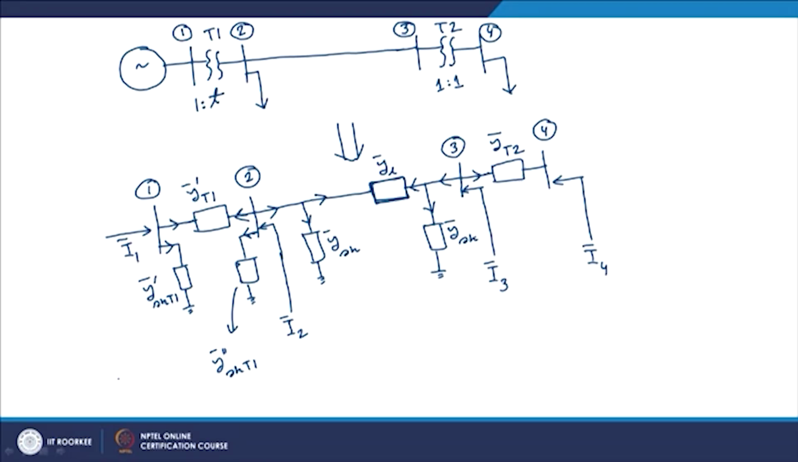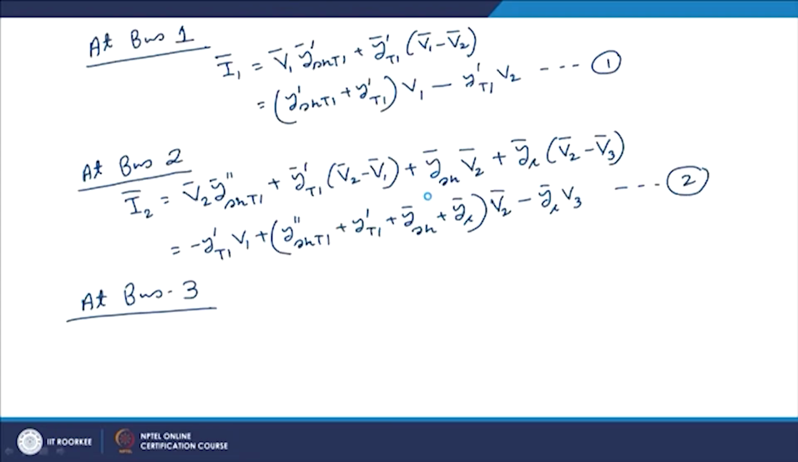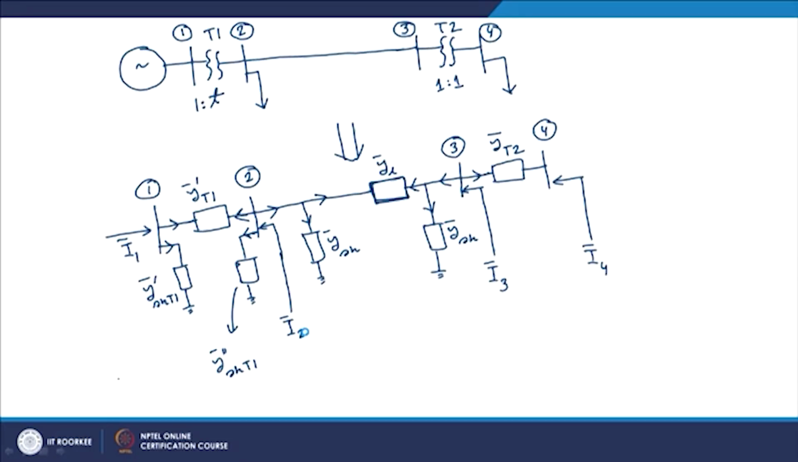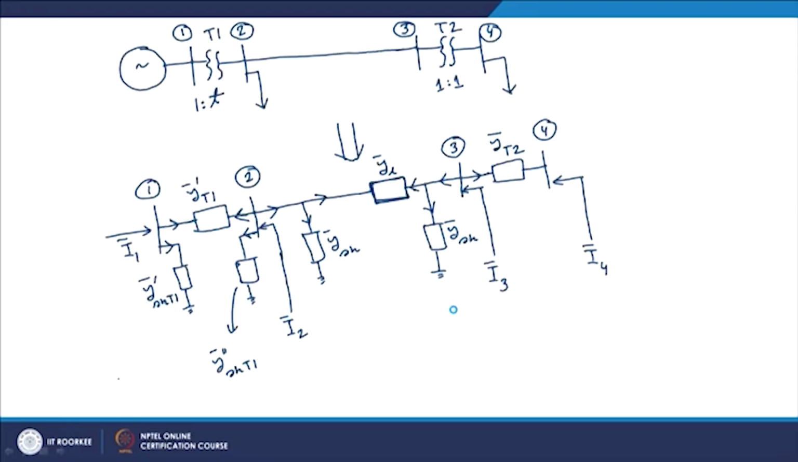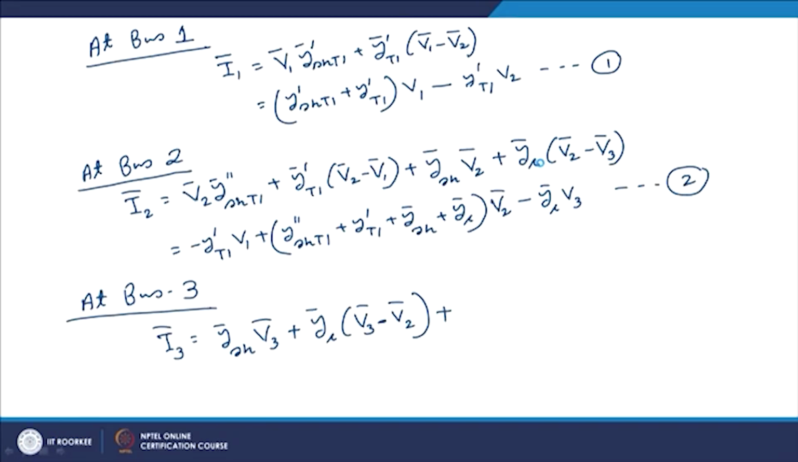So, the first is V3 into Y shunt, that is this current. So, I3 is Y shunt into V3 plus then this current would be YL into (V3 minus V2), plus the last term would be this current, and this current is nothing but YT2 into (V3 minus V4).